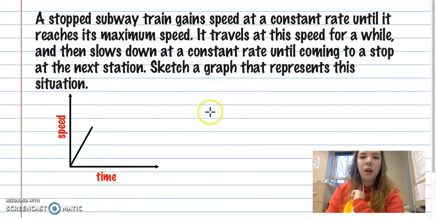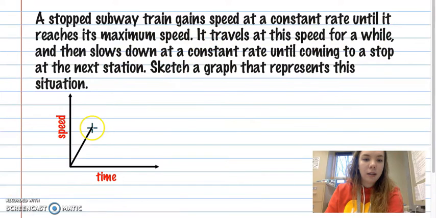All right. It travels at this speed for a while and then slows down at a constant rate until coming to a stop at the next station. So here it travels at this speed for a while, means it's going to stay at that speed for a little while, and then it slows down at a constant rate until coming to a stop. Okay, so that's what our graph would look like.